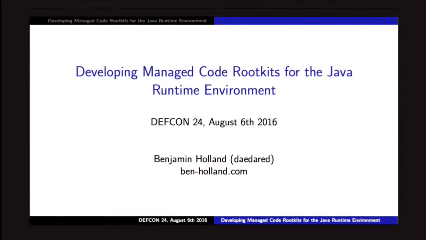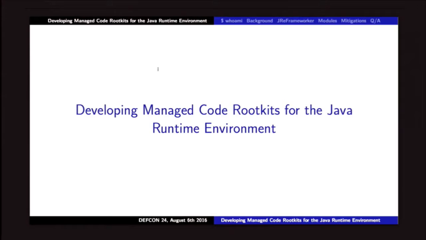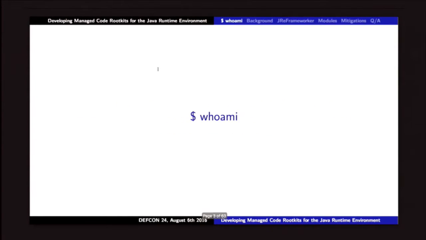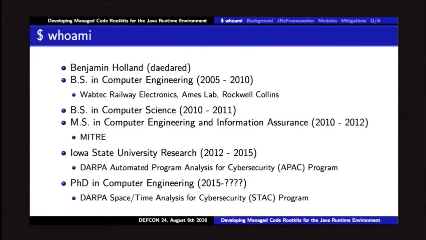Thank you, everyone, for coming today. So my name's Ben, and today we're going to talk about a way to develop managed code rootkits for the Java runtime environment. So just a little background who I am. I guess I would describe myself as a student. I've been a student for a really long time, and probably will be for a little longer. I've worked a few places, and I come from Iowa State University. I see a few other people from Iowa State here. So yeah, represent.